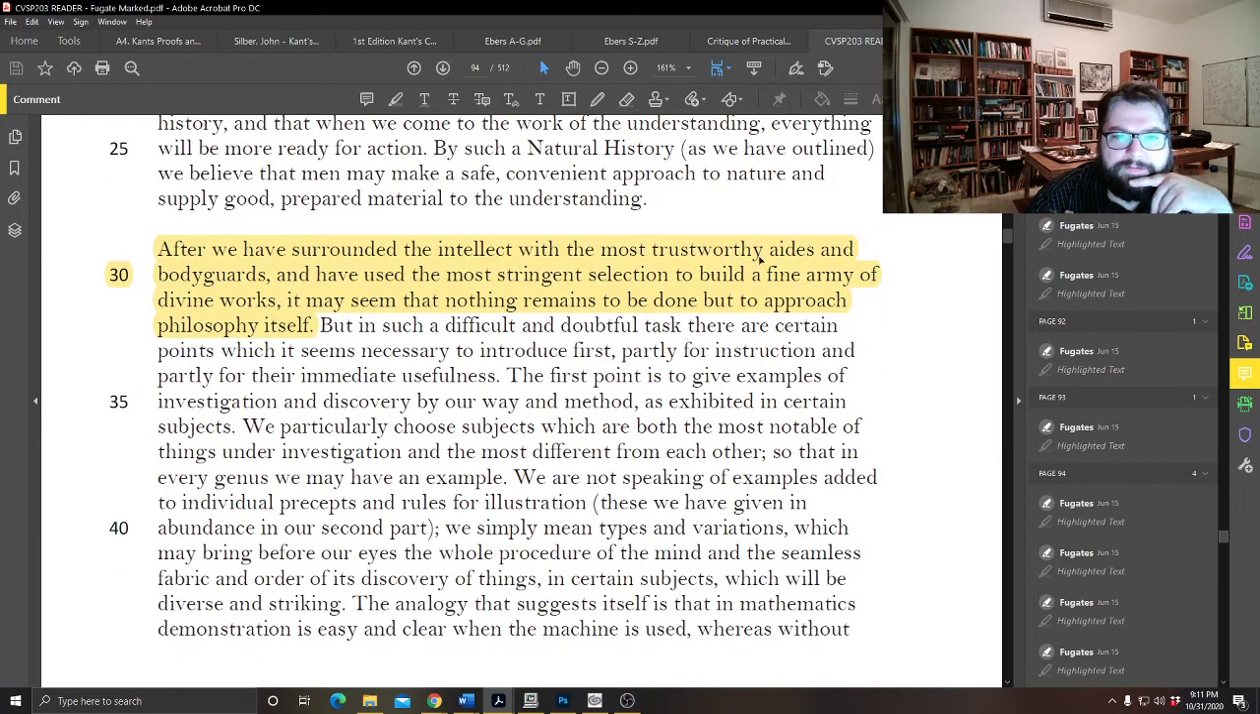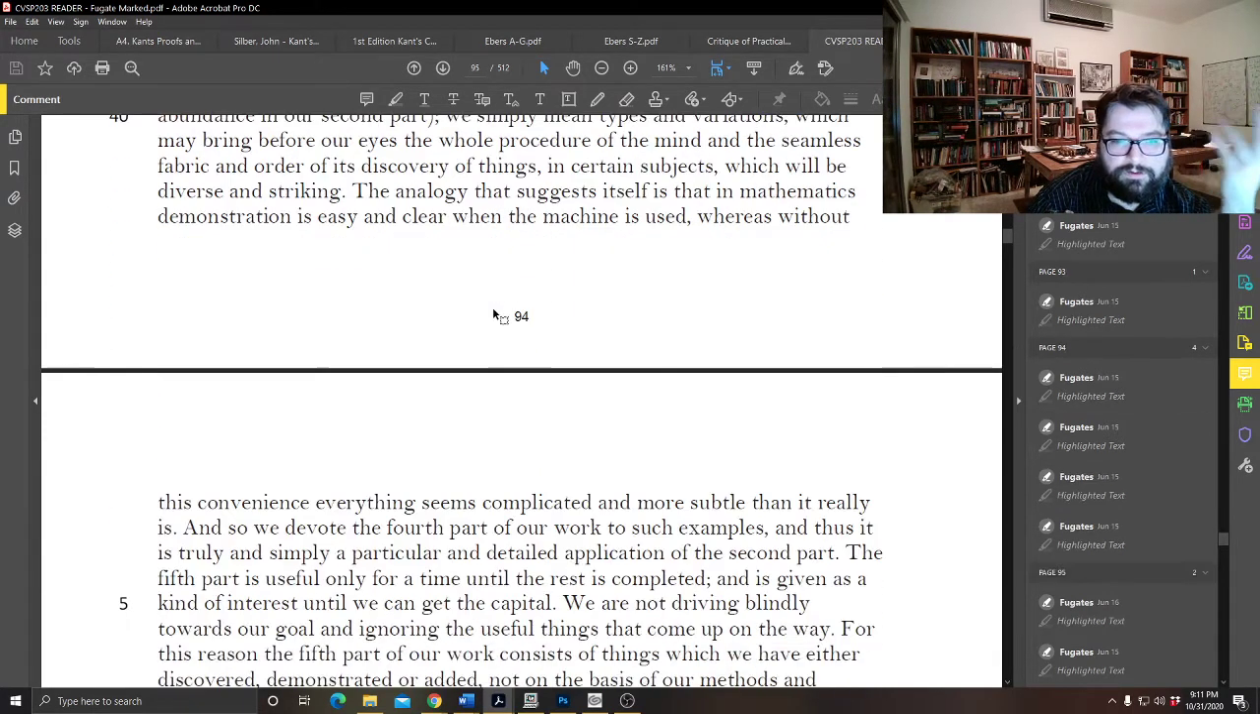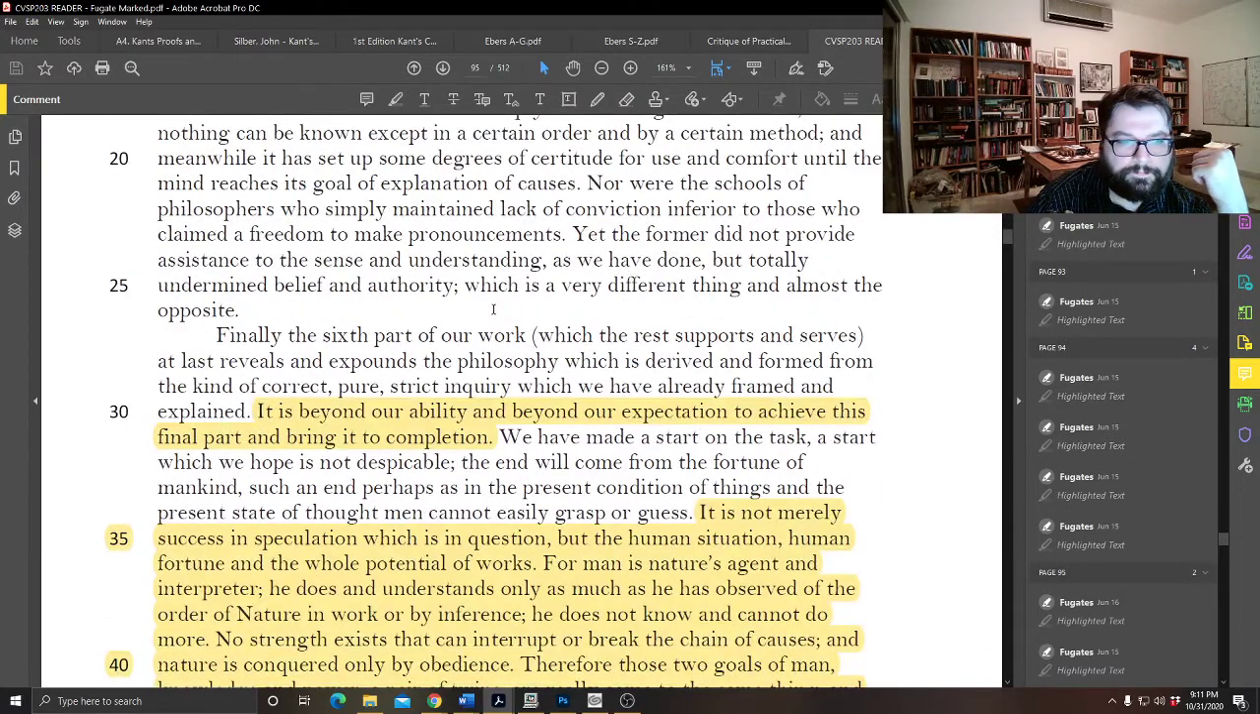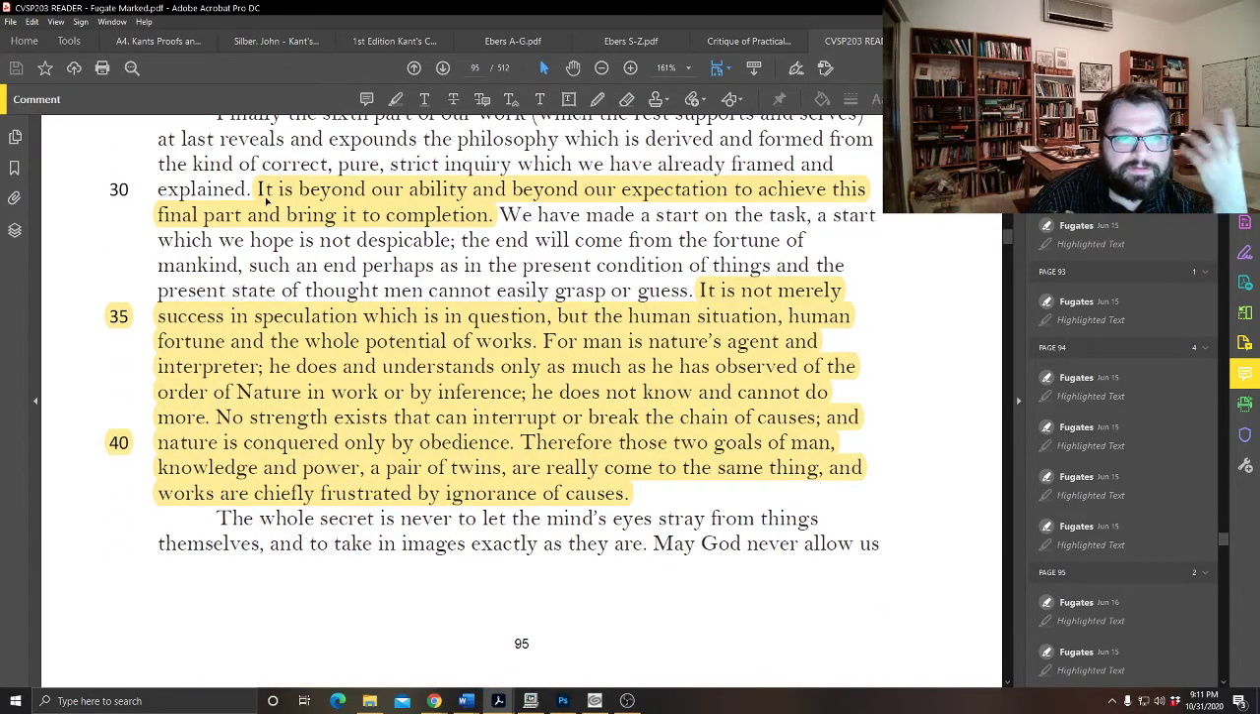It says here, after we have done all this and we've got all the aides and bodyguards and we have built a fine army of divine works, it may seem nothing remains but to approach philosophy itself, right, towards those general principles. Of course, this building of a true, complete philosophy out of all our knowledge and a complete science of first principles, here he says it is beyond our ability and beyond our expectation to achieve this final part and bring it to completion. It's something we may never achieve. But we don't need to, because what we need to achieve are the producing of works and fruits.